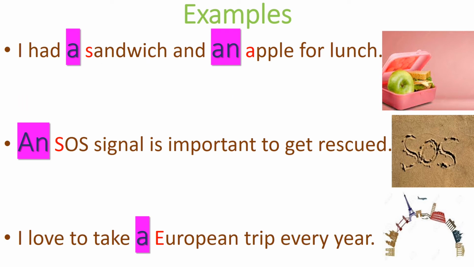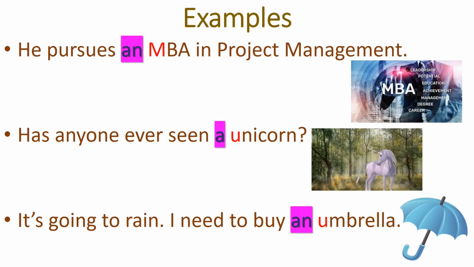Let's take examples. I had a sandwich and an apple for lunch. An SOS signal is important to get rescued. SOS, the S is pronounced S, so it's a vowel sound. I love to take a European trip every year. European, the E is pronounced as a consonant sound, so we use a European trip.